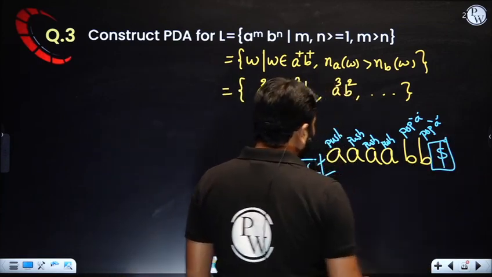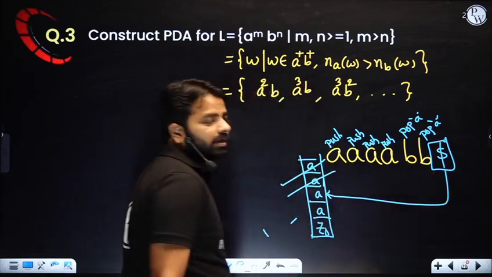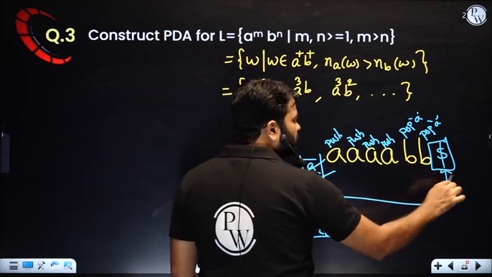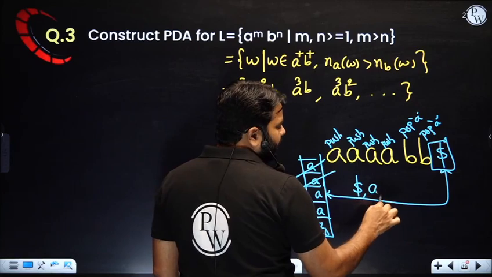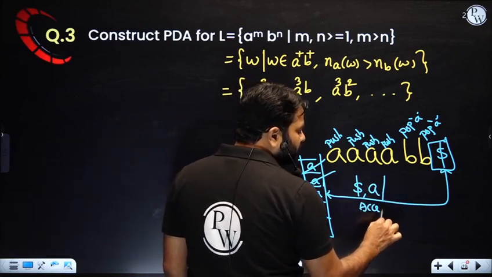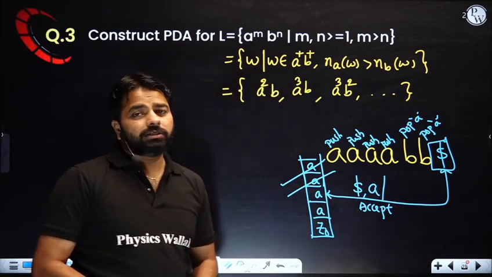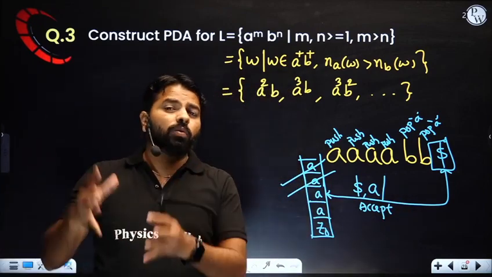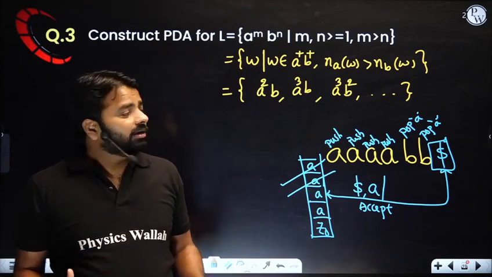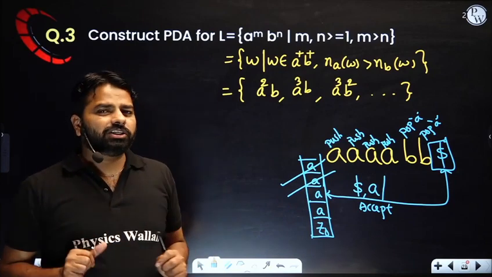who is on the top of the stack? A. Then what's happening here? When the dollar comes, the top of the stack is A. It means that is the acceptance condition. Accept, go to final. Because A's are more. Whoever is more, that should be left. If B's are more, the input you will be left with a lot of symbols.